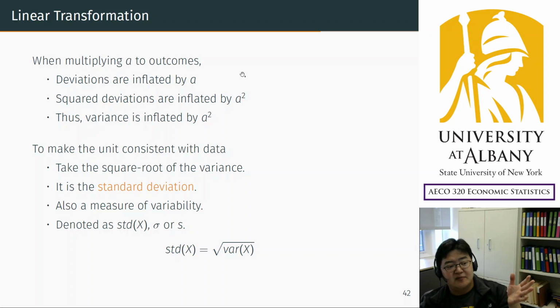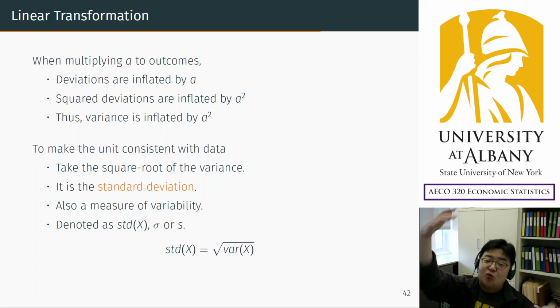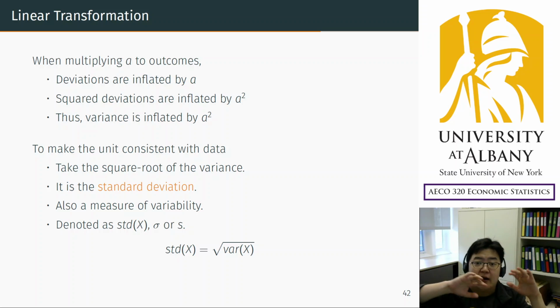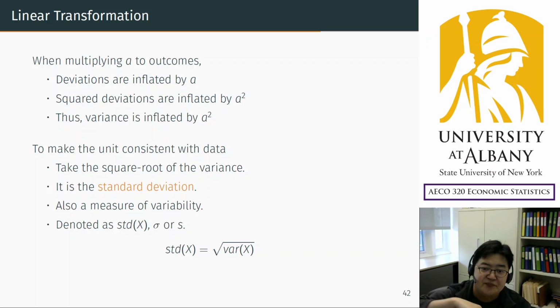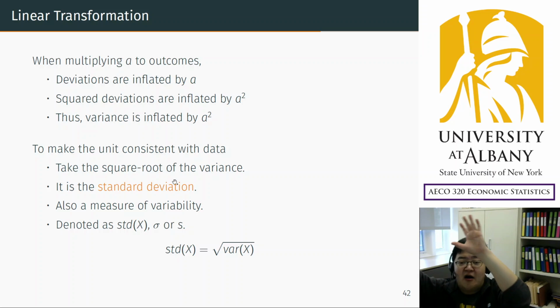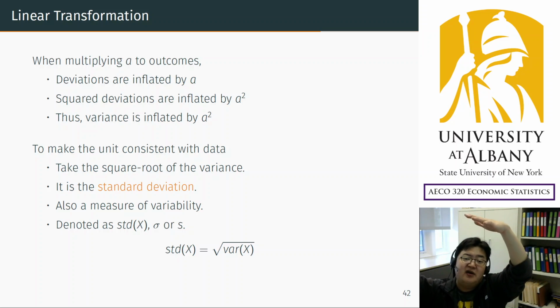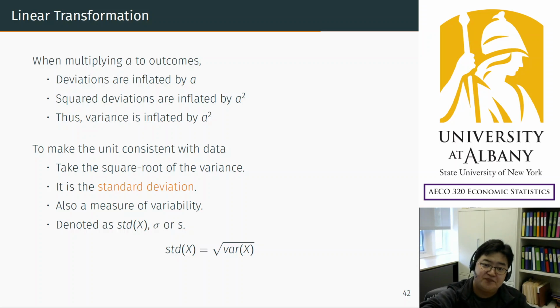The problem arises because we squared all the deviations in one step. So in the final step, we are going to take the square root of the variance. Again, it was scaled up by squaring, and then we bring the scale back by taking the square root. That is the standard deviation.